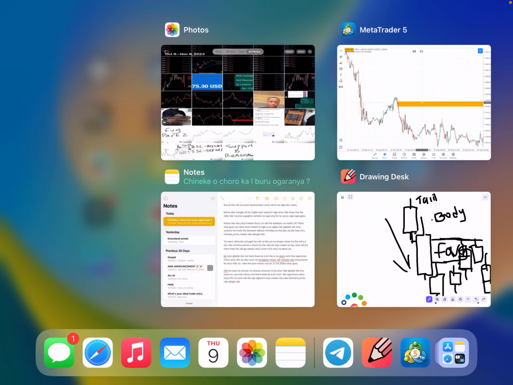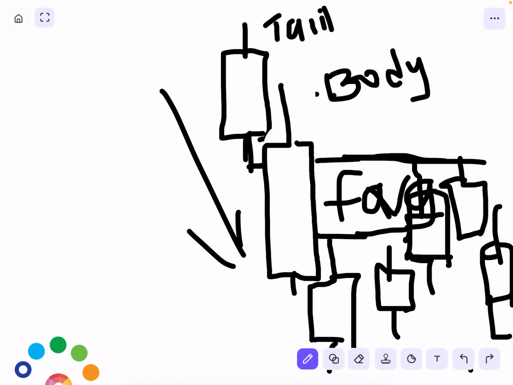So I feel I'm making a lot of sense. I think there is no need for much explanation in this video. So I would love you to go to your chart and look for more examples of fair value gap.